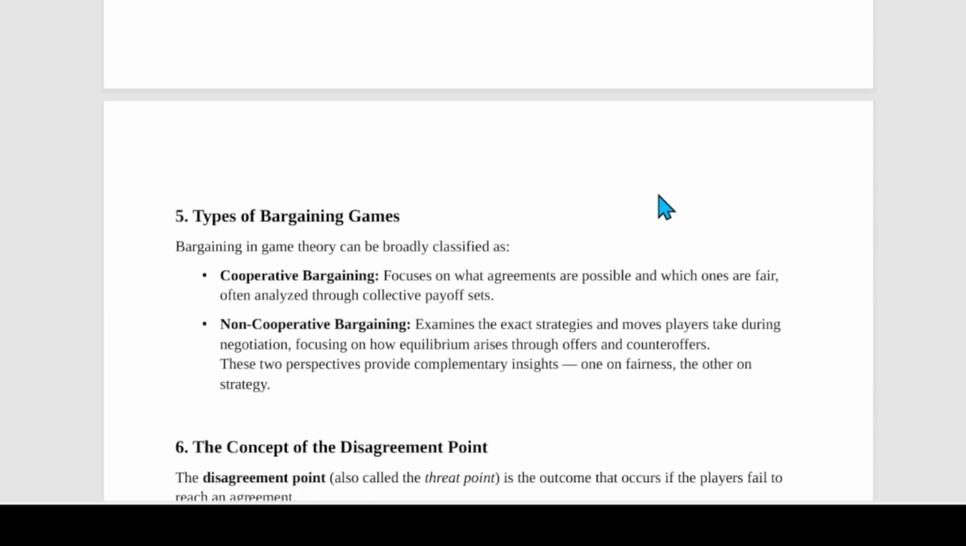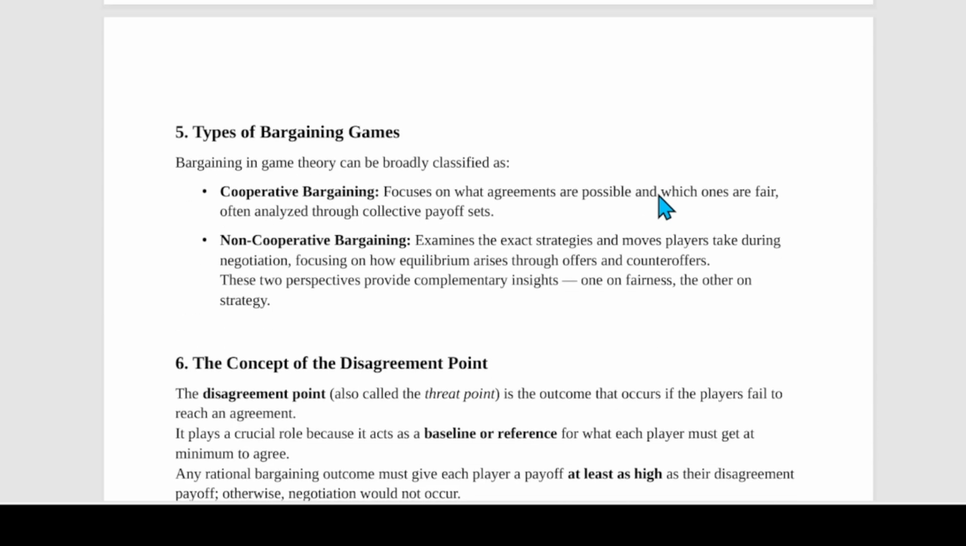Next we have types of bargaining games. The first and second are cooperative and non-cooperative bargaining. So what do they mean? Cooperative bargaining basically focuses on fair division of the total benefit.